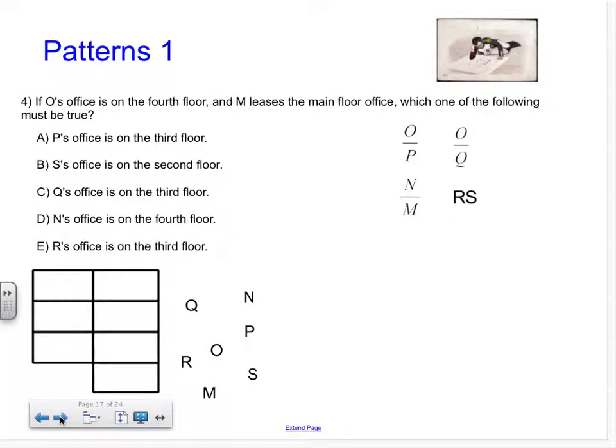Please take a moment to read through question 4. Press pause when you are ready to continue. Press play.